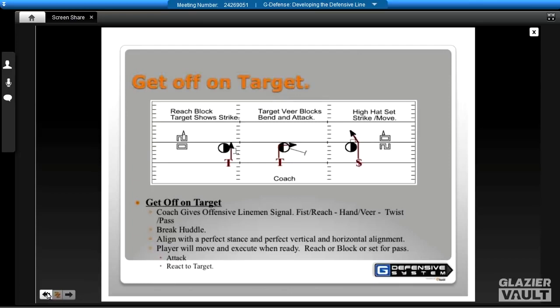We talk about this all the time. All right? We want to attack the target. If the target shows, strike the target, play hips and gap. If the target of the man disappears, bend. It's that simple for defensive line. And if you can get your kids to do that, they can play fast. All right? When they get the high hat, they'll press it, and they'll start in their move.